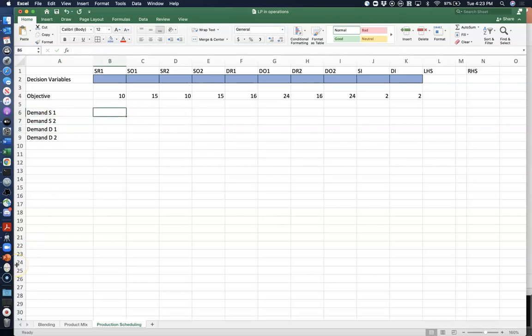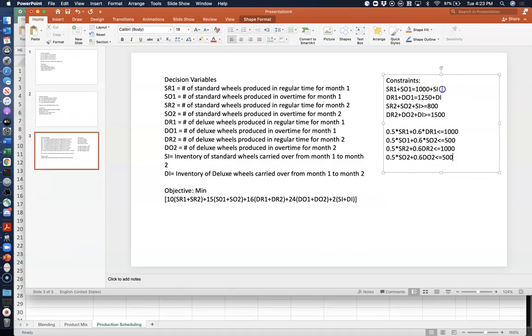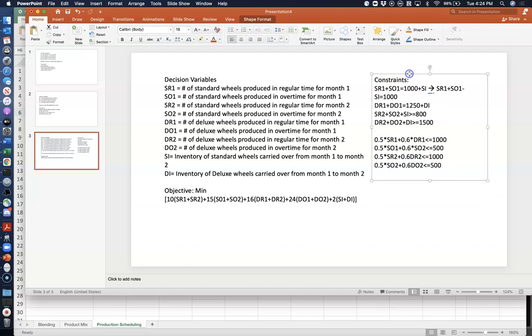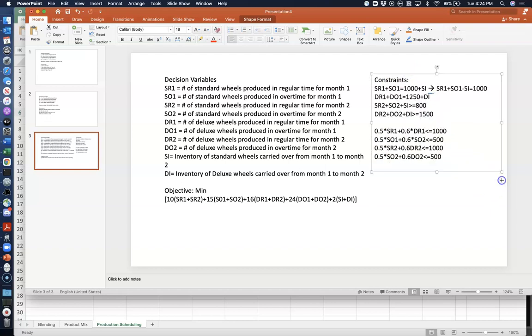The standard constraint is the total amount of standard wheels that you make in the first month. As usual, I'm going to rewrite the first 2 constraints because I want to move all my decision variables to the left hand side. So I'm going to write this as SR1 plus SO1 minus SI equal to 1000. Let's make this just a little bit bigger. Everything fits nice and easy.